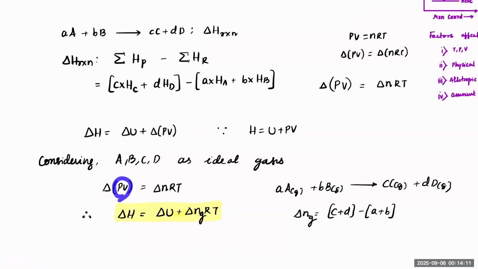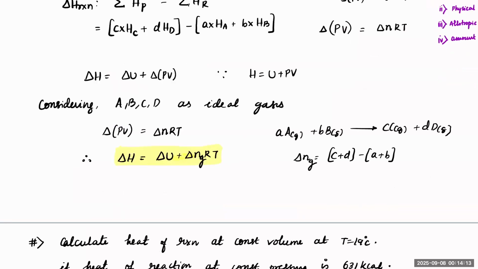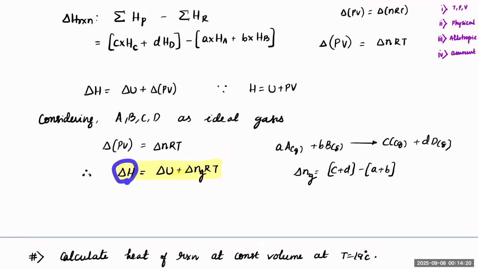Earlier we studied it for work done. The PV change can be written as delta ng RT. So therefore, delta H can be written as delta U plus delta ng RT, which represents delta PV. And delta ng is products minus reactants. But all this should be in gaseous state. All these elemental forms should be in gaseous state. Clear, everybody?